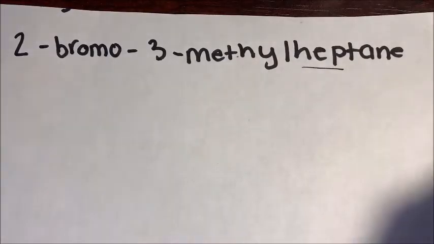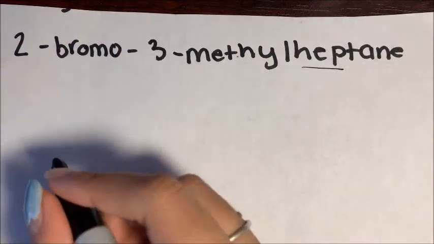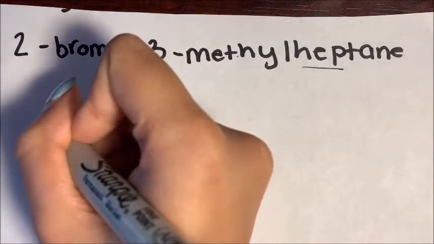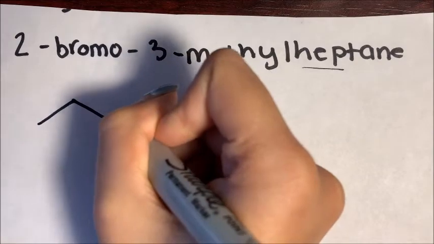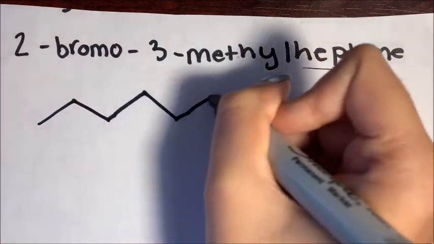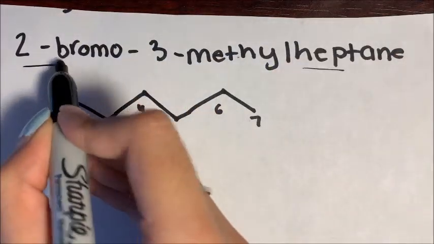First, we want to look at which the longest carbon chain is. Since it is hep, that means we have a 7-carbon chain. Also, since it's ane, we know it's single bonds. Now let's look at the prefixes.